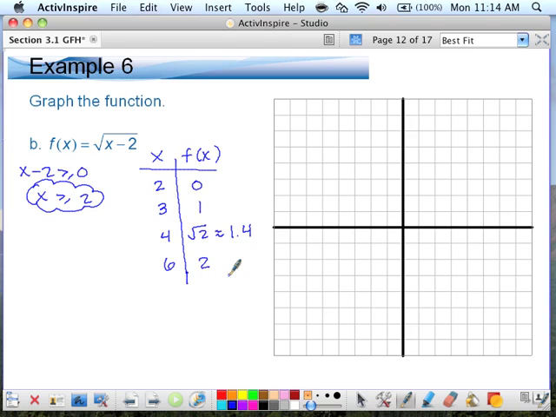We're expecting this to be half of a sideways parabola because we've done these before. So the point (2, 0), then the point (3, 1), and then (4, 1.4), and then finally out here at 6, it hits 2. So we have a little curvy thing right here. There's the graph of f of x equals the square root of x minus 2.